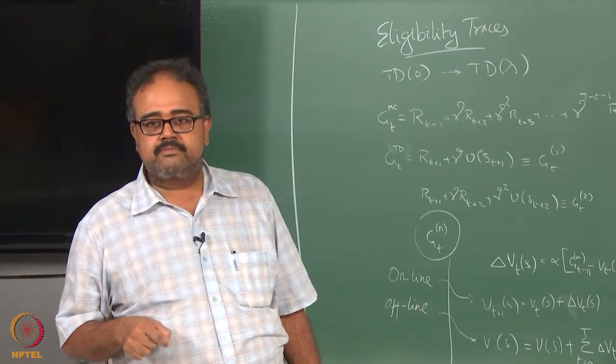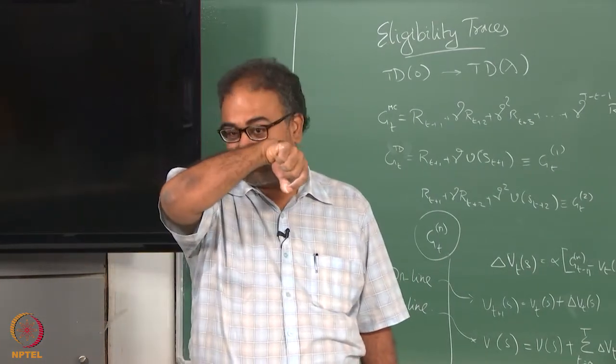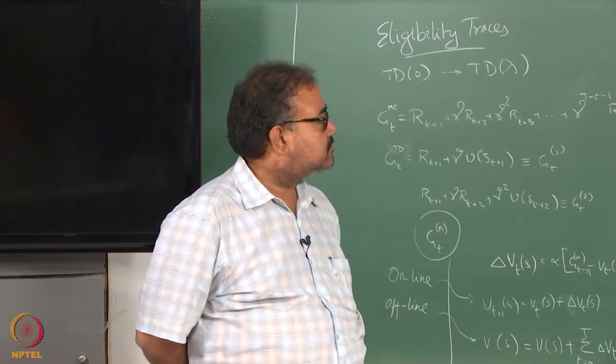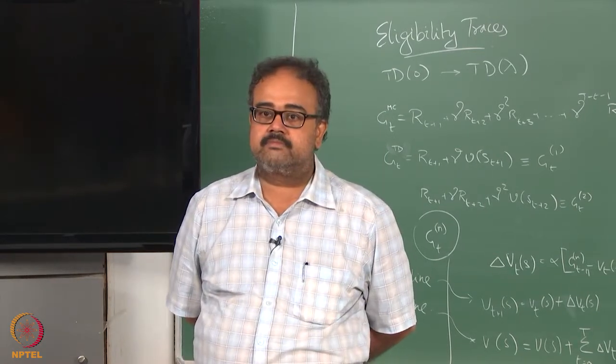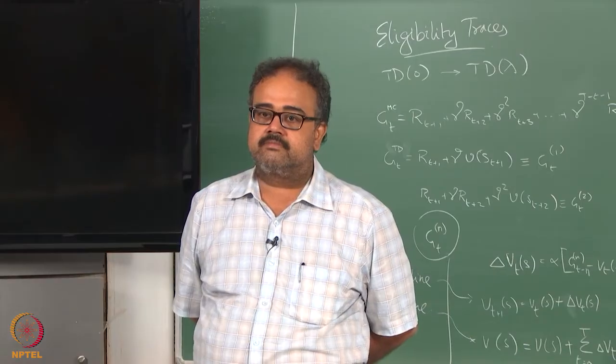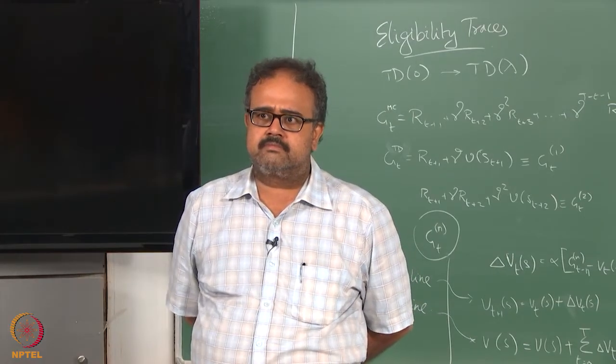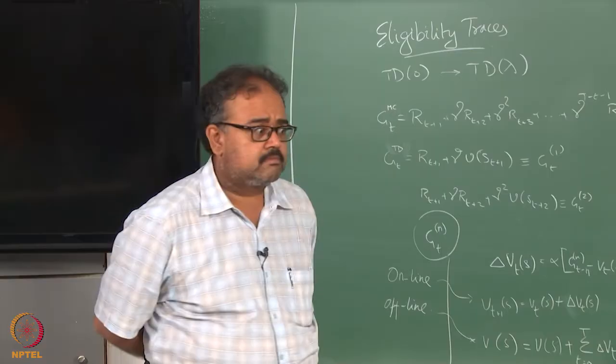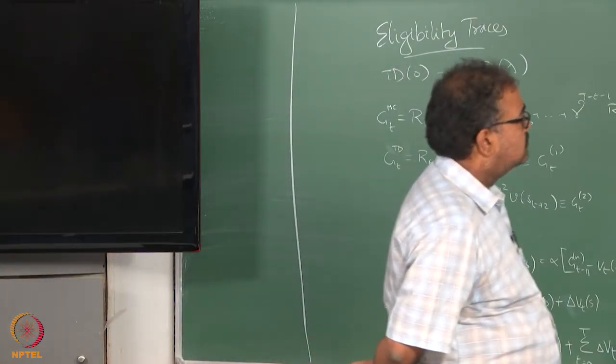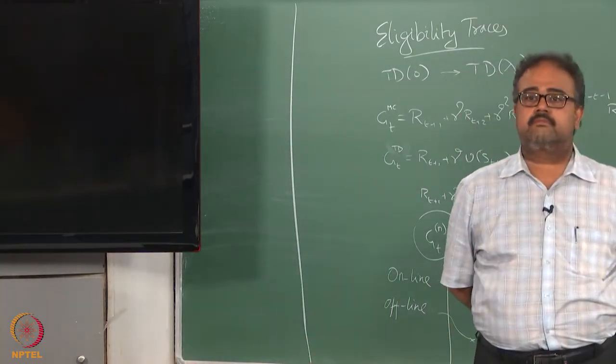So let's say you are using replacing traces. Is it possible for us to think of the ET as some sort of a probability and update the values probabilistically? So let's say your ET is 0.9, then you'll update the value of that state with probability 0.9 using the current reward.